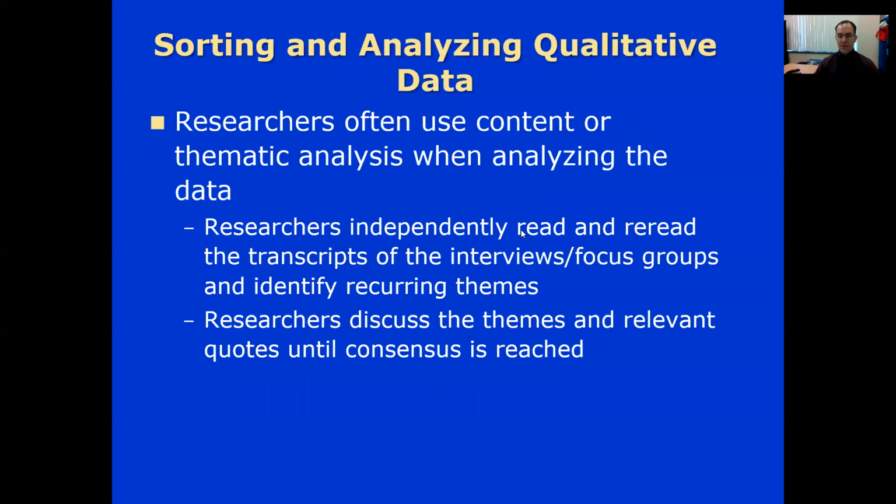So the other aspect is that researchers often use content or thematic analysis when analyzing data. So for example, researchers independently read and reread the transcripts of the interviews or focus groups and identify recurring themes. They would write these themes down, they would record these themes, and then the researchers would discuss the themes together and relevant quotes until consensus is reached. So this is where compromise would be needed.